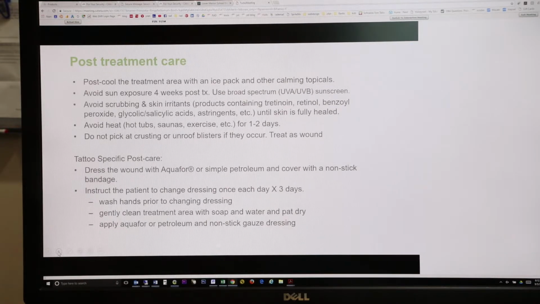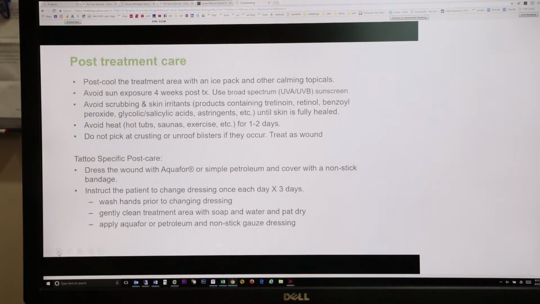Just the day of, they want to avoid their irritating facial regimens, especially after picogenesis on the face, and then avoid any heat-related activities that could potentiate the heat injury that was given. And then if crusting does occur, or if you get the bullae, advise them not to pick at it or to pop them. They will resolve.